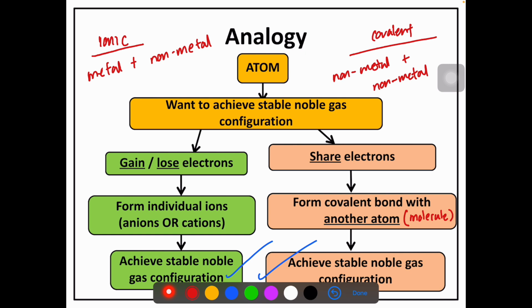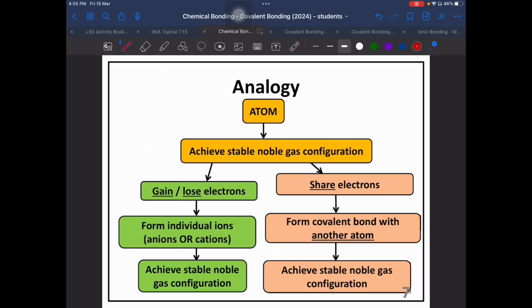So actually, before we do any question, we must always ask ourselves, is it a non-metal with a metal, or is it a non-metal with a non-metal, before we start thinking about what we should draw? Okay, so as shown in the analogy, there are actually two types of bonding that we're looking at now. There's ionic bonding and there's covalent bonding.